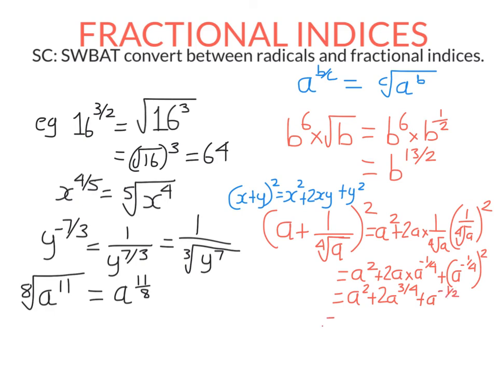If I wanted to convert to radicals, leave the a squared alone. So this would be 2 times, now a to the power of 3 over 4. The bottom number tells you which root to take, and then the top number tells you the power of a. And similarly, a to the power of negative a half would be on the bottom of the fraction because it's a negative power. It would be 1 over a to the power of a half, or 1 over root a.